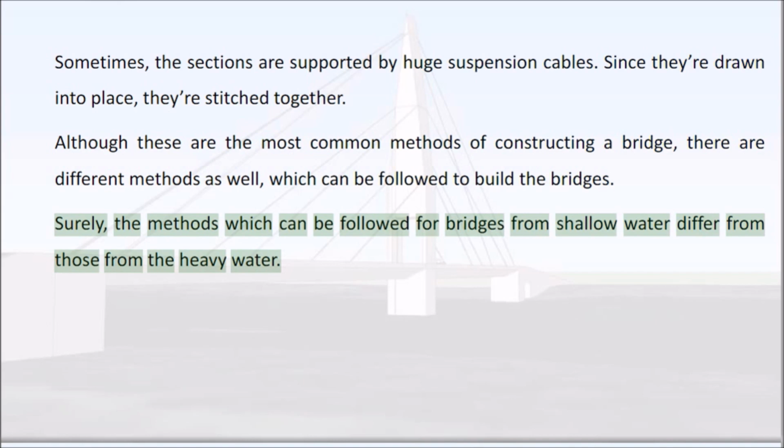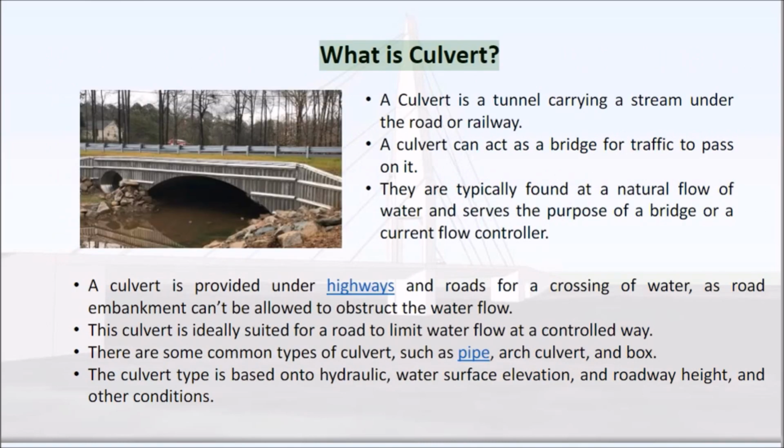What is a culvert? A culvert is a tunnel carrying a stream under a road or railway. A culvert can act as a bridge for traffic to pass over it. They are typically found at a natural flow of water and serve the purpose of a bridge or a current flow controller.